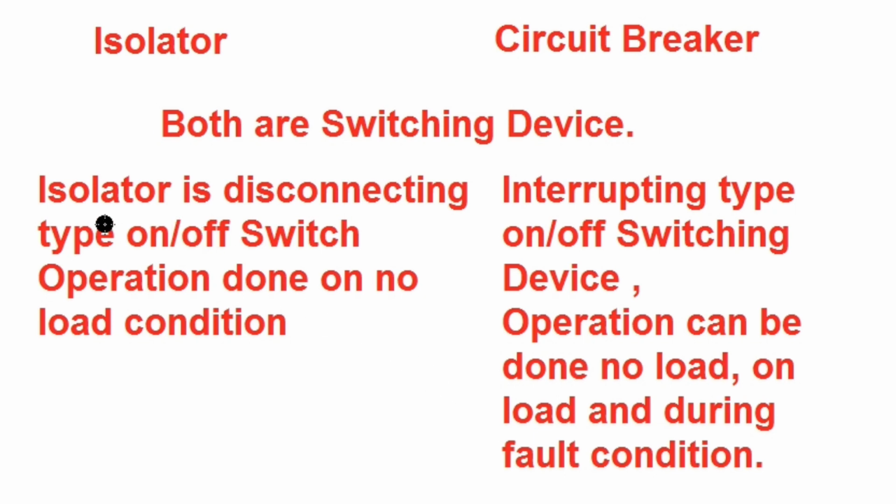An isolator is a disconnecting type on-off switch, whose operation is done only under no load condition. That is, closing of the isolator can only be done under no load condition, and opening of the isolator can only be done under no load condition. But a circuit breaker is an interrupting type on-off switching device, so operation can be done under no load condition, on load condition, and also during fault condition.